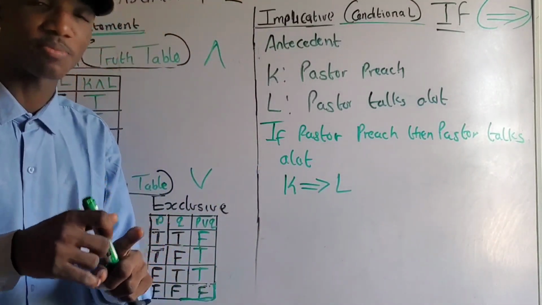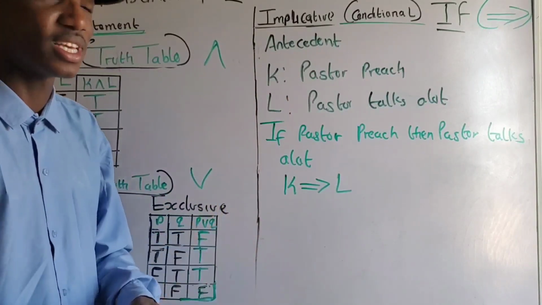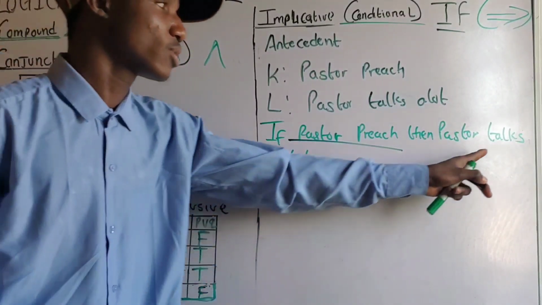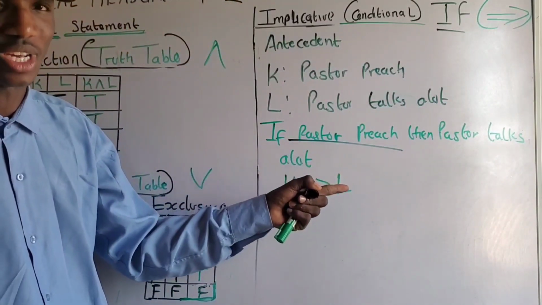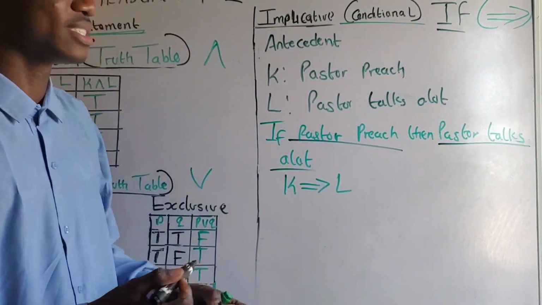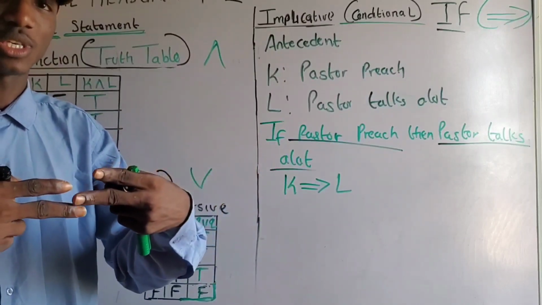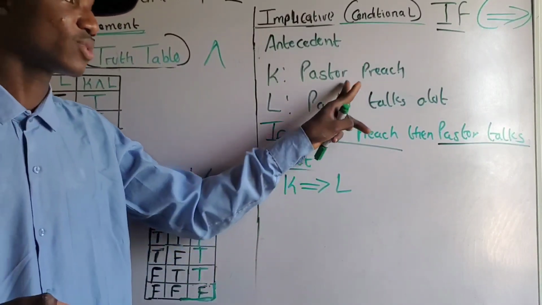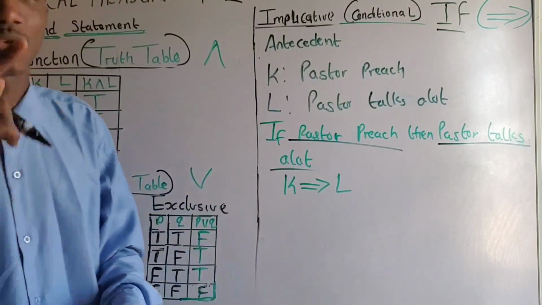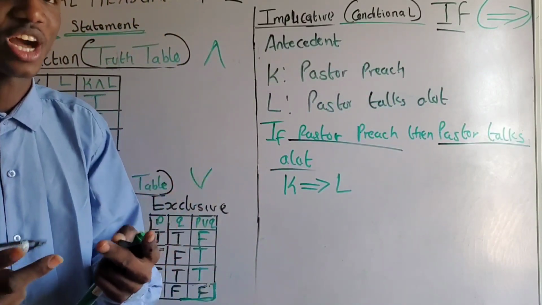Now, I want to explain what I was talking about the other time, which is antecedent. The antecedent of this statement is pastor preach, and the reason is because pastor talks a lot depends on pastor preach. So pastor talks a lot is known as the consequent. A compound statement is formed by joining two simple statements, right? We have two statements here, pastor preach and pastor talks a lot. The first statement, pastor preach, is connected by a connective known as if. And because it is if, that kind of statement is called a conditional statement.